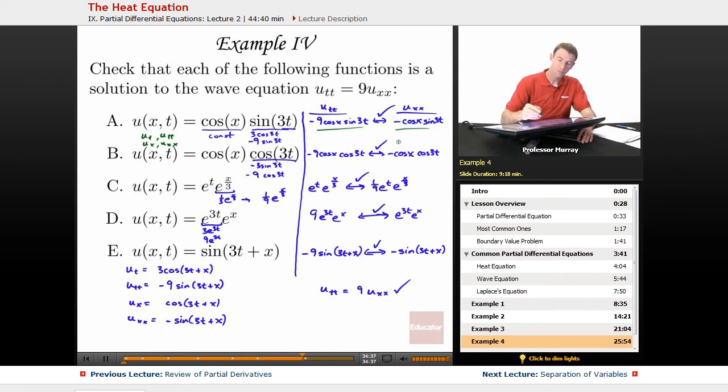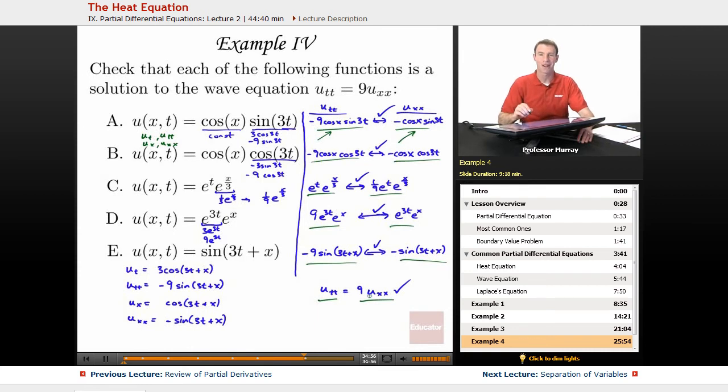So what I did was take the second derivative with respect to t and the second derivative with respect to x, for each one of these functions, holding the other variable constant each time. Then I checked on each one that what I got on the left for u sub tt really was 9 times what I got on the right for u sub xx. It worked out in every one, so I can say that each one of these functions really is a solution to that wave equation.